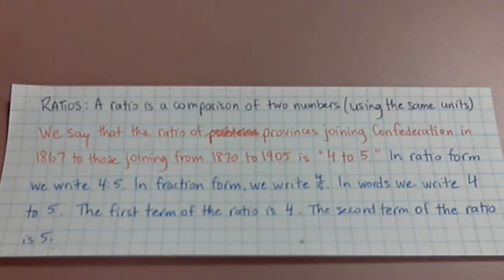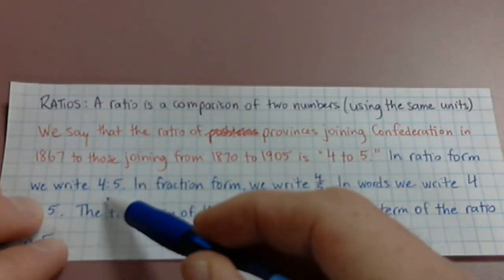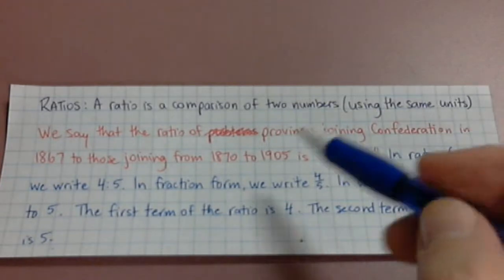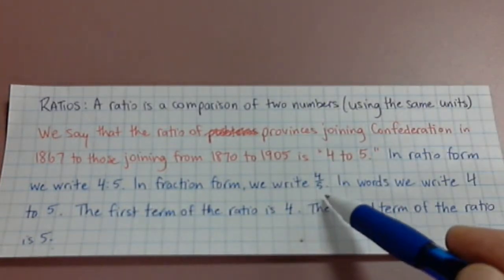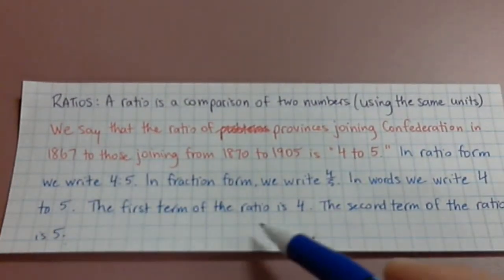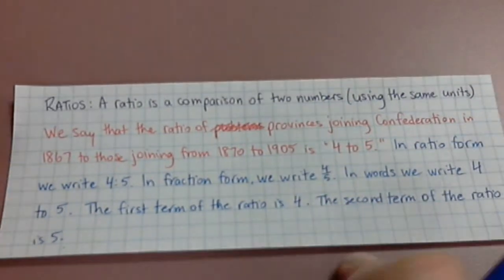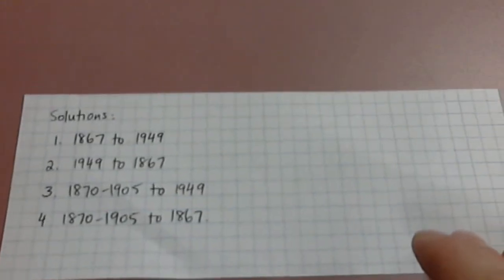In ratio form, we write this: 4, and then that's a colon, 4 colon 5. In fraction form, we write it like this: 4 over 5. And in words, we would write 4 to 5 using the word "to." The first term of the ratio is 4. The second term of the ratio is 5. So that's 3 ways that we write ratios. Typically, when we study them and work with those problems, we use the colon or the fraction method.